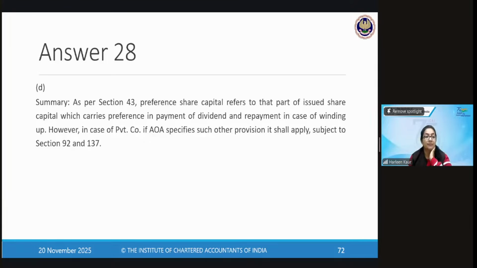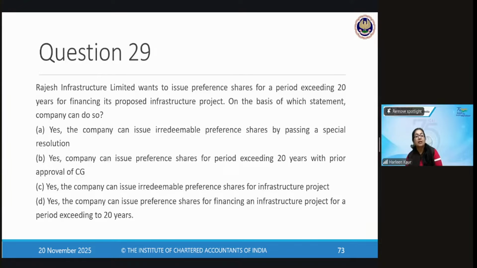All right. Next question. Company wants to issue preference shares for a period exceeding 20 years for financing its infrastructure project. Can it do so? Can the company issue irredeemable preference shares by passing SR? Can the company issue for exceeding 20 years with CG's approval? Can they issue irredeemable preference shares? Can they issue for financing for a period exceeding 20 years?